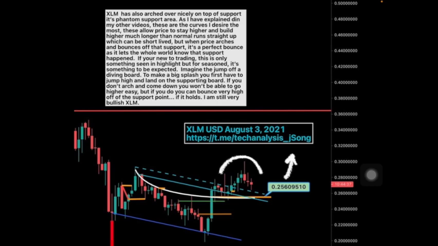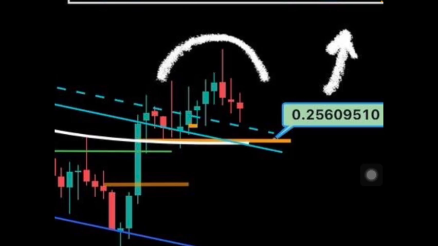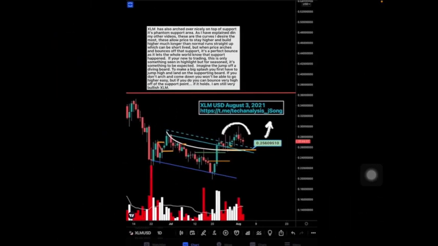that support happened. If you're new to trading, this is only something seen in hindsight, but for a seasoned trader, it's something to be expected. Imagine a jump off a diving board to make a big splash. You have to first jump high and land on the supporting board. If you don't arch and come down, you won't be able to go up higher easily. But if you can do a bounce very high off that support point, if it holds, then you can jump really high. And so this was August 3rd. And when we saw this nice long curve, that's what I was really expecting with XLM.